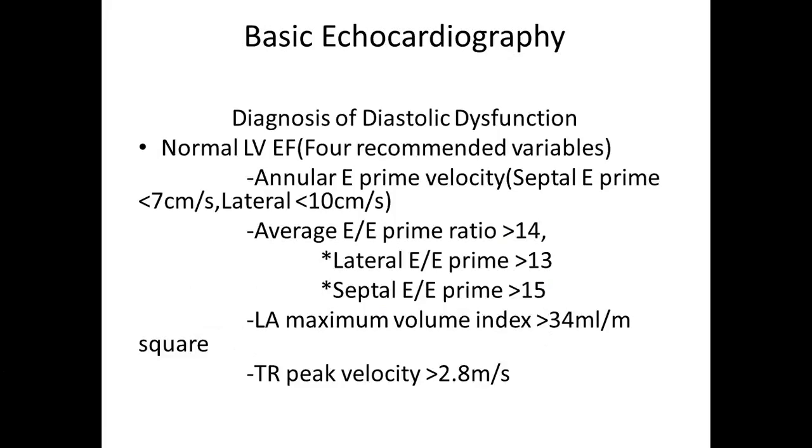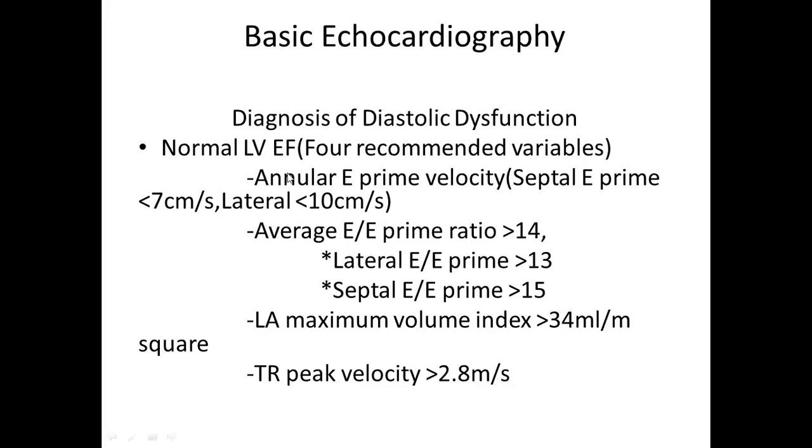All right, so now we come to the diagnosis of diastolic dysfunction. So the diagnosis of diastolic dysfunction in a patient with normal ejection fraction, the four variables that you need to remember is one, your mitral annular E prime velocity. If you're using the septal, it's less than 7. If you're using the lateral, less than 10 centimeters per second.